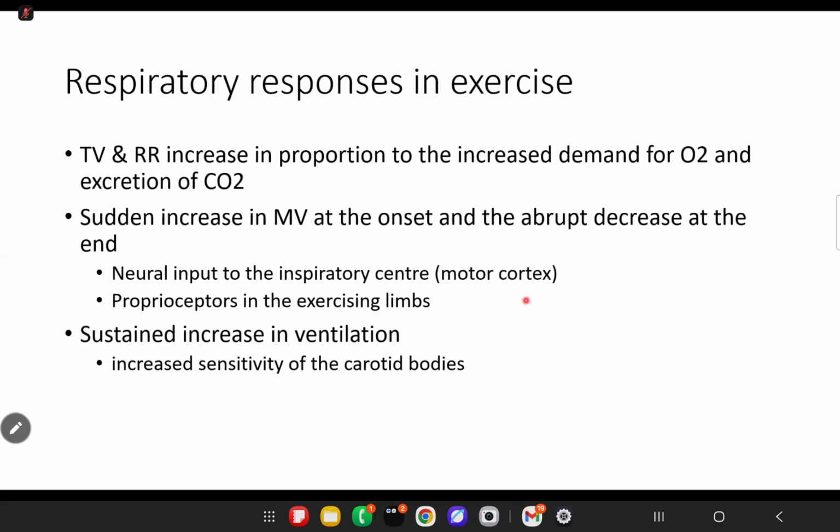And the increase is sustained by increased sensitivity of the carotid bodies, which control the respiration through their responses to hypoxia, hypercarbia, and stress.